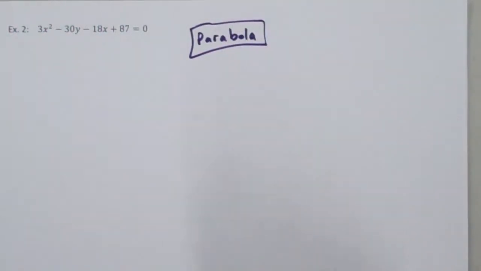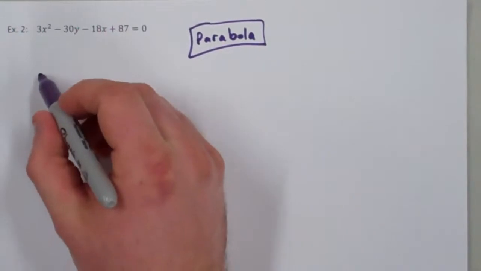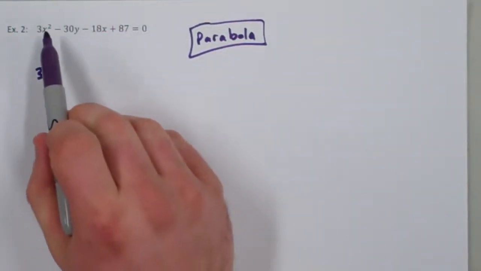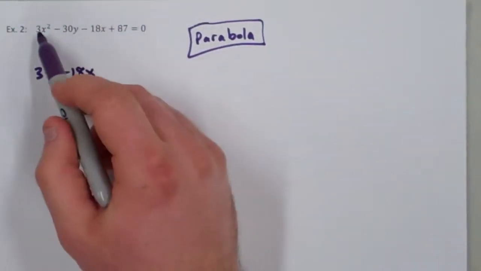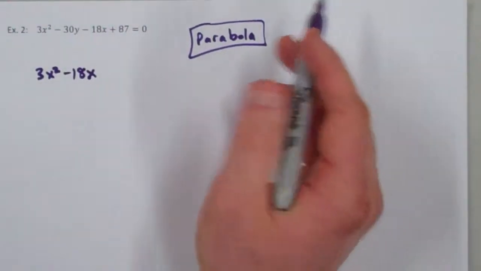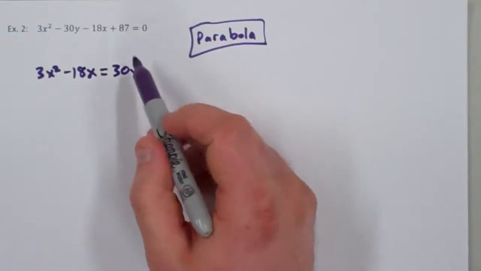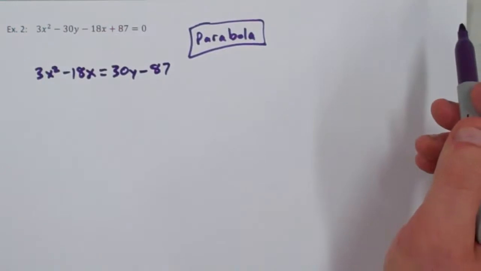And that also clues us in to what we need to do to get this into something that looks like the standard form for a parabola. We can group the x terms, because that's being squared, on the left-hand side, and move everything else over to the right-hand side. So we've got 3x squared minus 18x, and then if we move everything else over, we need to move the negative 30y, so if we add 30y to each side, that'll be positive, and then this will be minus 87 on the right-hand side if we take away 87 from each side.